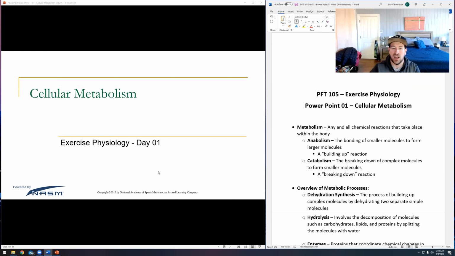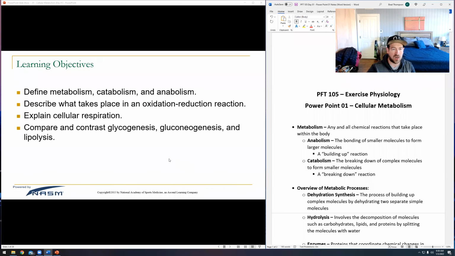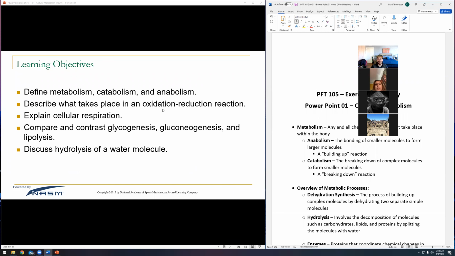So our objectives today are to understand metabolism and the two components that make up metabolism, which we call catabolism and anabolism. Understand what takes place in what is called an oxidation reduction reaction. We're not going to call it that when we get there because that's hard to say, but we'll talk about it. Understand cellular respiration just a little bit.